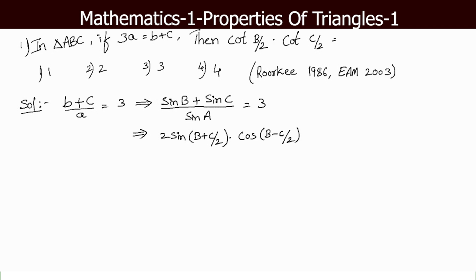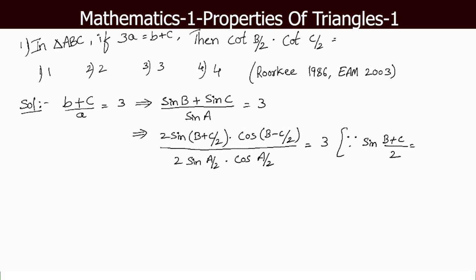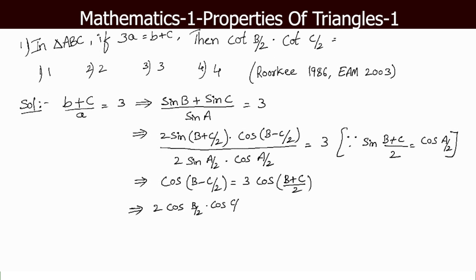So using the sin C plus sin D formula, 2 sin((B plus C)/2) cos((B minus C)/2) by 2 sin(A/2) cos(A/2) is equal to 3. And now we know that sin((B plus C)/2) is cos(A/2). So that implies cos((B minus C)/2) is equal to 3 cos((B plus C)/2), or 2 cos(B/2) cos(C/2) is equal to 4 sin(B/2) sin(C/2), because cos((B plus C)/2) is cos(B/2) cos(C/2) minus sin(B/2) sin(C/2).